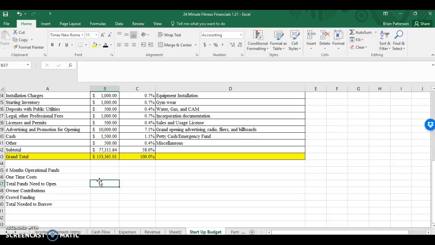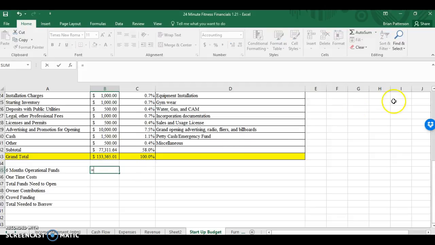And nobody wants to give a business all the money to open. So we have to figure out how much money we're going to take out of our pocket, so our owner contribution, and then how much money we can raise from Kickstarter, crowdfunding. And that'll tell us our total, how much we need to borrow from the bank. First, the 6 months operational funds.